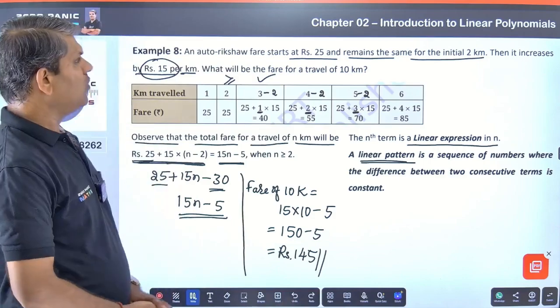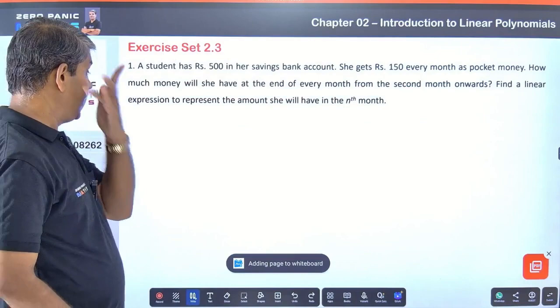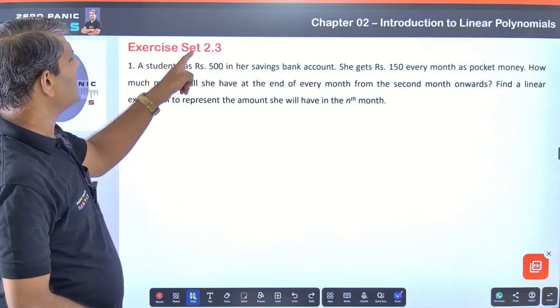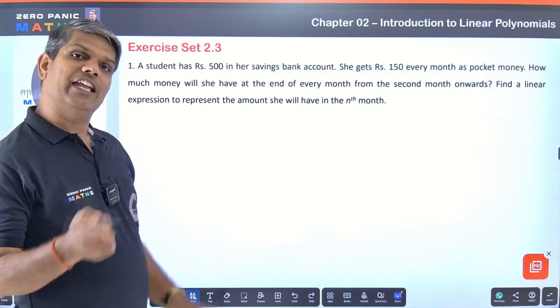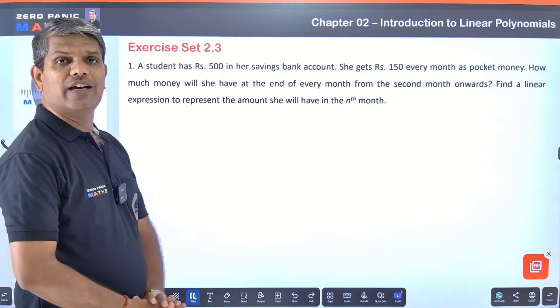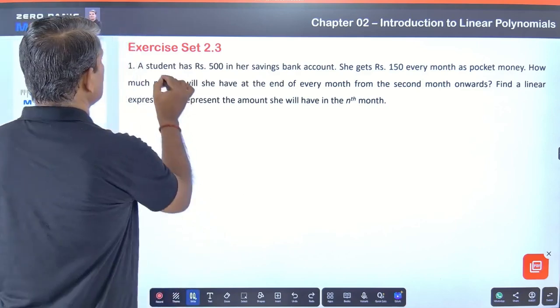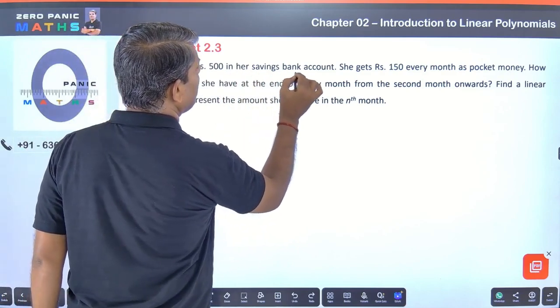Now let us see the problems based on this. We will see some of the problems in exercise set 2.3 which are based on the concept of a linear pattern that we have studied till now. Let us see the first problem quickly. A student has rupees 500 in her savings bank account.